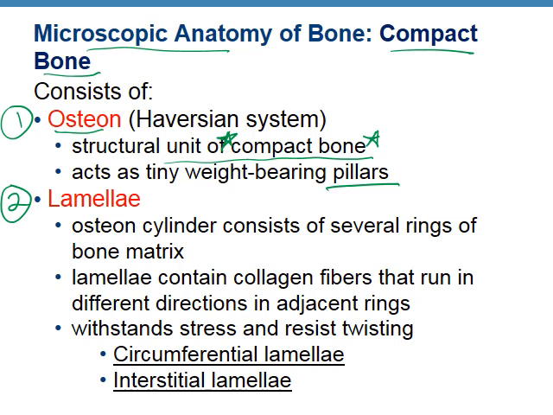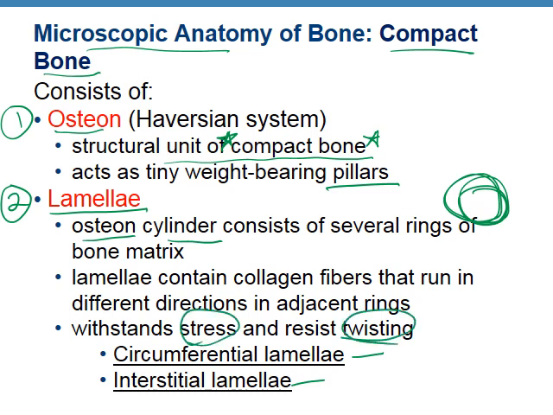The second thing you're going to see is lamellae. These are osteon cylinders that kind of form rings. We'll talk about two different kinds: the circumferential lamella, lamellae for plural, or interstitial. And these are going to help with resisting stress and twisting.